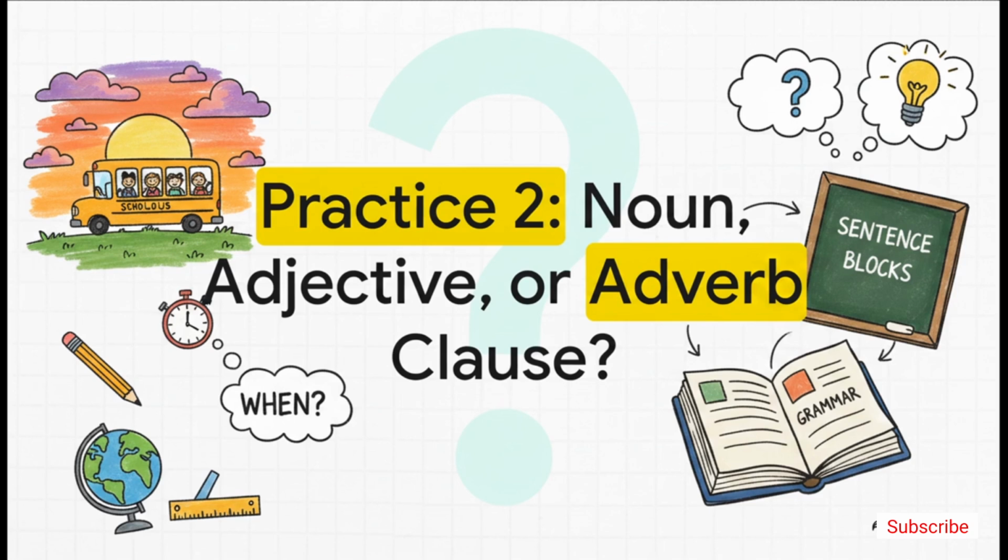Okay, on to the next one. The kids played outside until it got dark. What job is that highlighted clause doing? Pause again and really think about it. The answer is, it's an adverb clause. But why? Because it's telling us when the kids played. It's modifying the verb played, answering the question, until when?